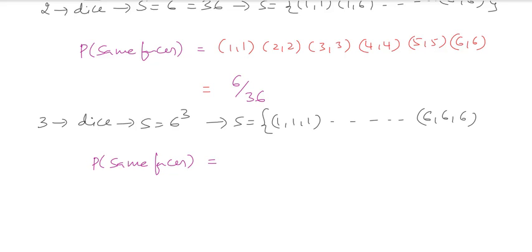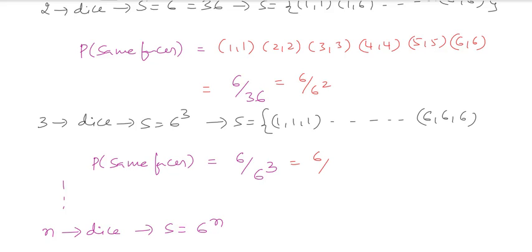Same faces means 1 comma 1 comma 1, and so on. So that is 6 divided by 6 cubed. Similarly for dice and coins, I want to generalize this. If I roll n dice, the sample space is 6 to the power of n. The earlier case is 6 divided by 6 squared, and this one is 6 divided by 6 cubed.